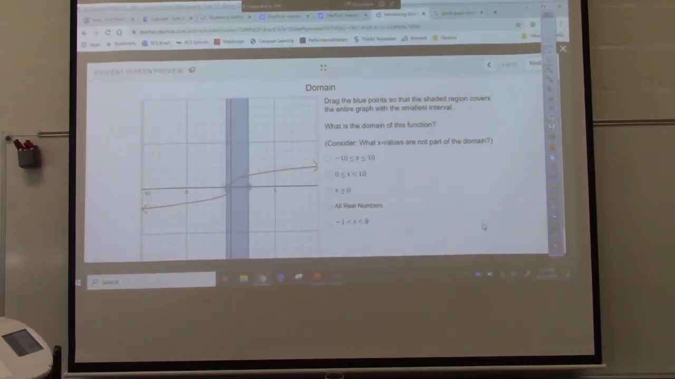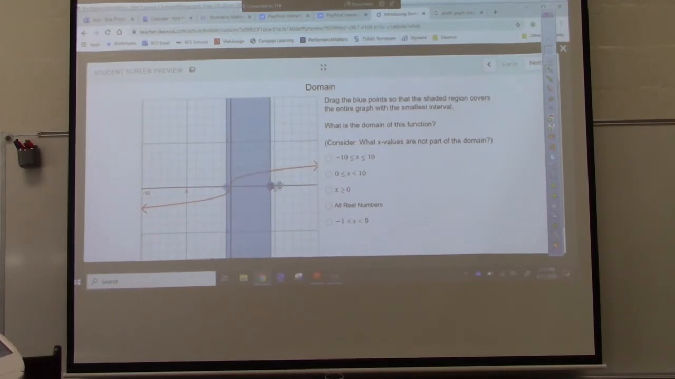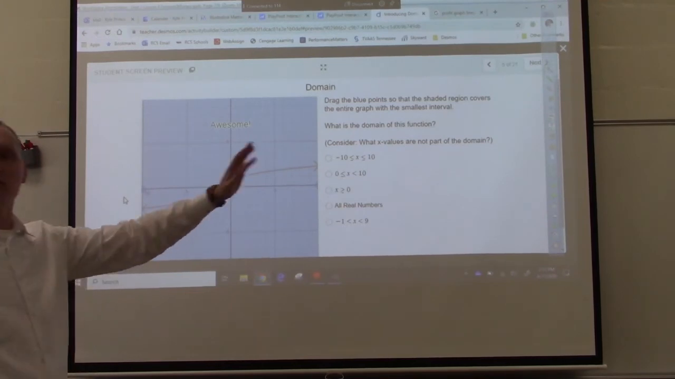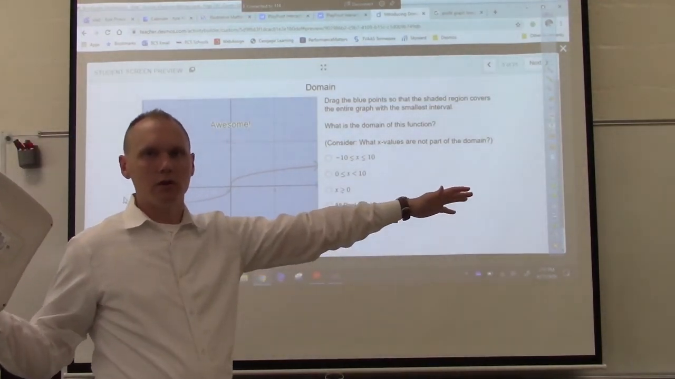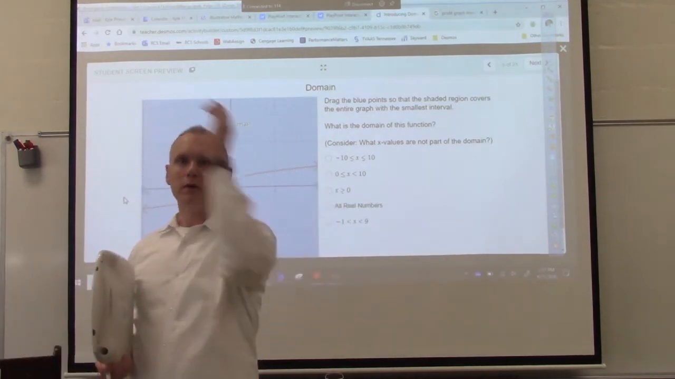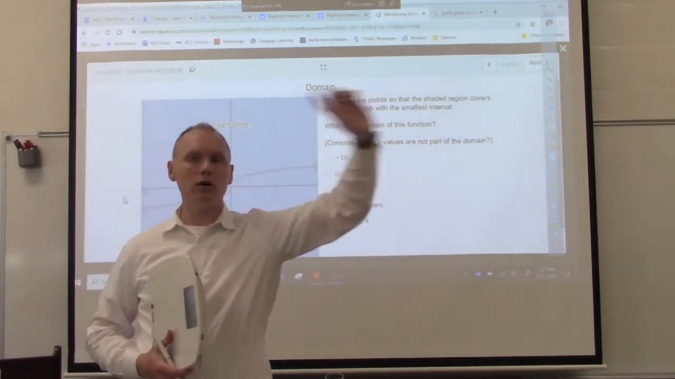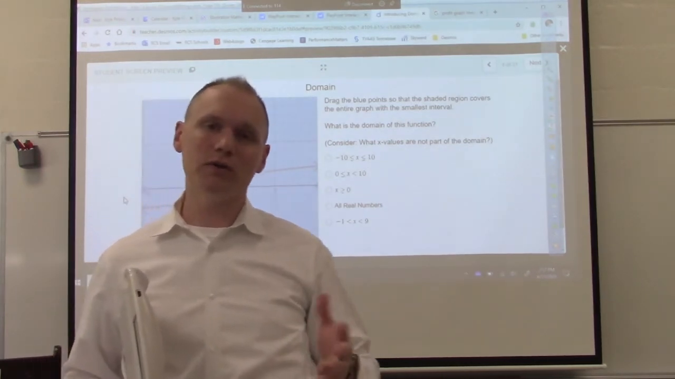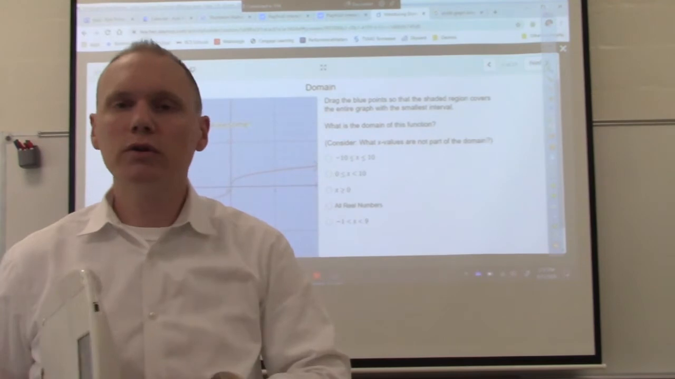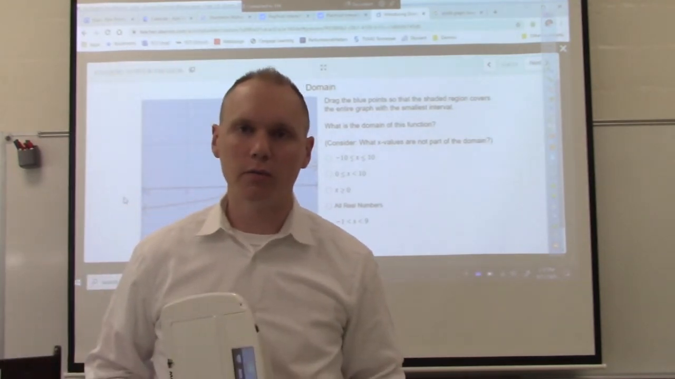All right, the domain of this one, let's see, it's got an arrow there, so it's going to continue all the way to the right, all the way to the left, and forever both ways. So really from negative infinity all the way to positive infinity. So every value, we call that all real numbers. All real numbers are included in the domain.